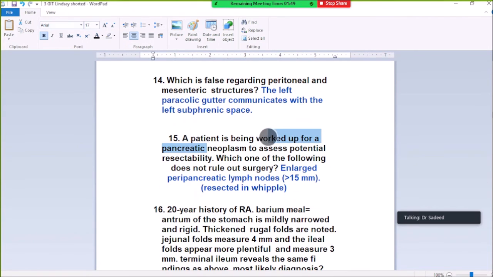Question number 15. Patient is being worked up for pancreatic neoplasm to assess potential resectability. Which of the following does not rule out surgery? Enlarged peripancreatic lymph nodes greater than 15 mm. Because if there are lymph nodes around the pancreas greater than 15 mm, then those can be resected in the operative procedure. And here they are asking which does not rule out surgery. So even if there are lymph nodes, it doesn't matter. It is not a contraindication to surgery. We can do surgery. We can remove them in the operative procedure.